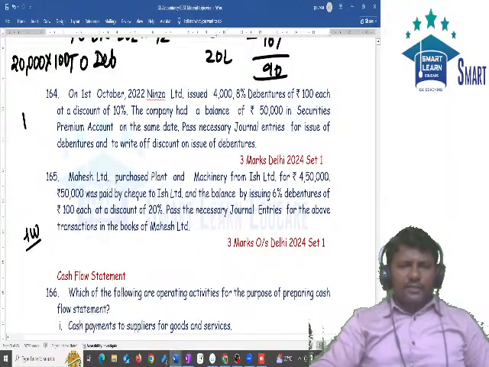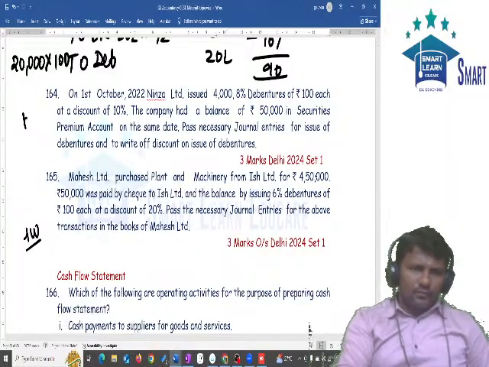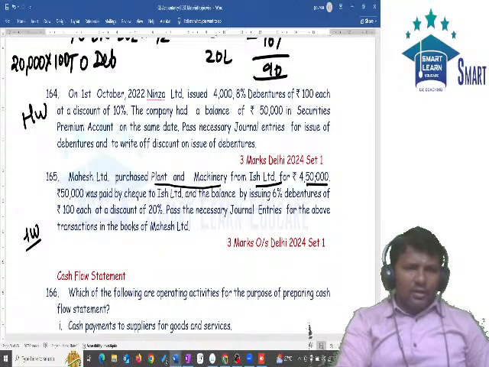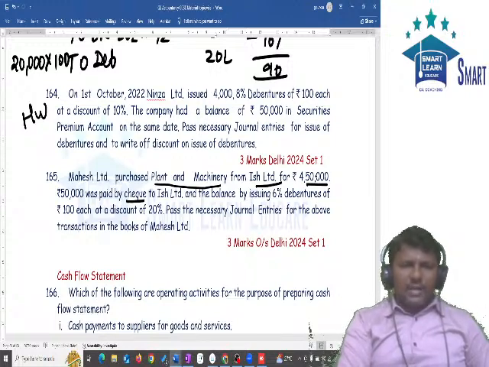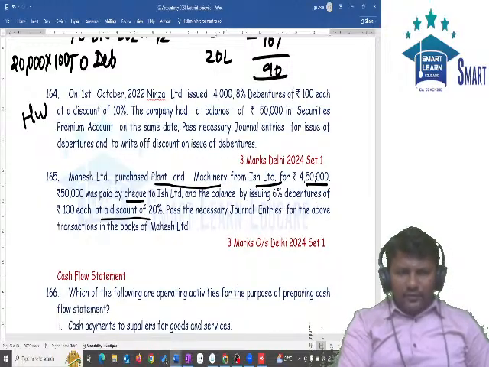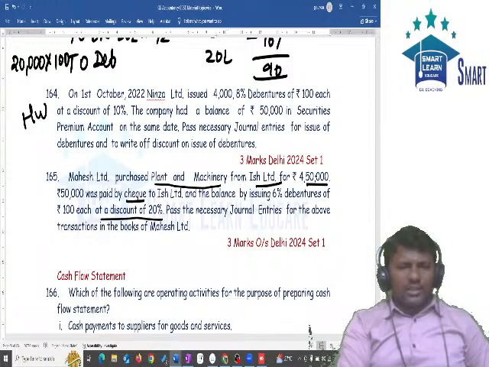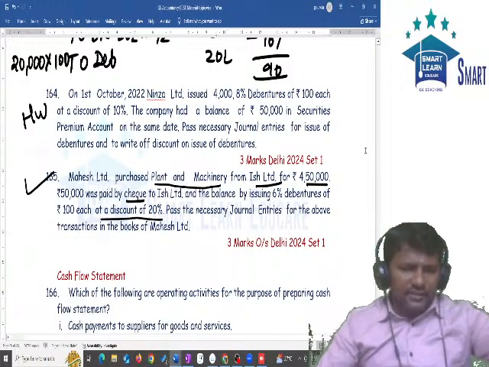Question number 165. M Limited purchased a plant and machinery from I Limited for 4 lakh and 50,000. 50,000 is paid by check, and balance is paid by issuing debentures of rupees 100 each at a discount of 20%. Pass necessary journal entries for the above. Please try. Question number 165.